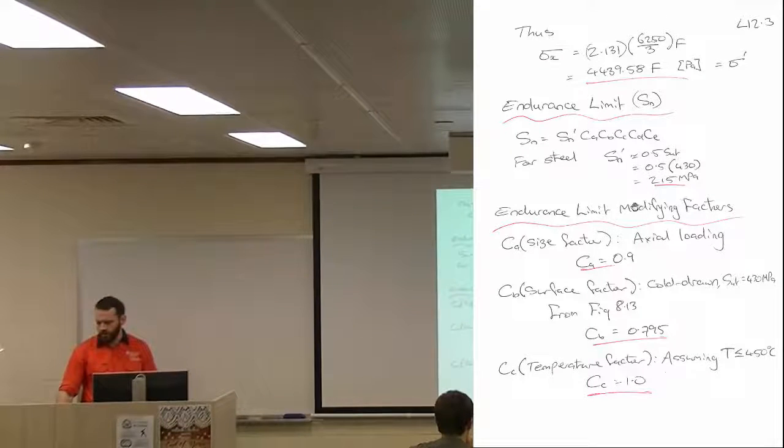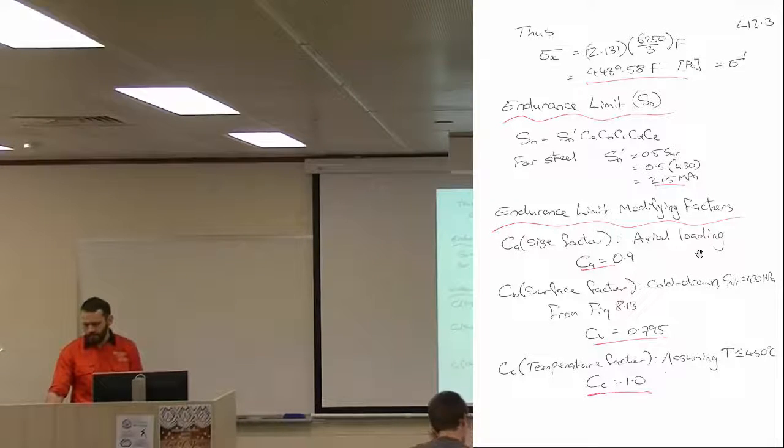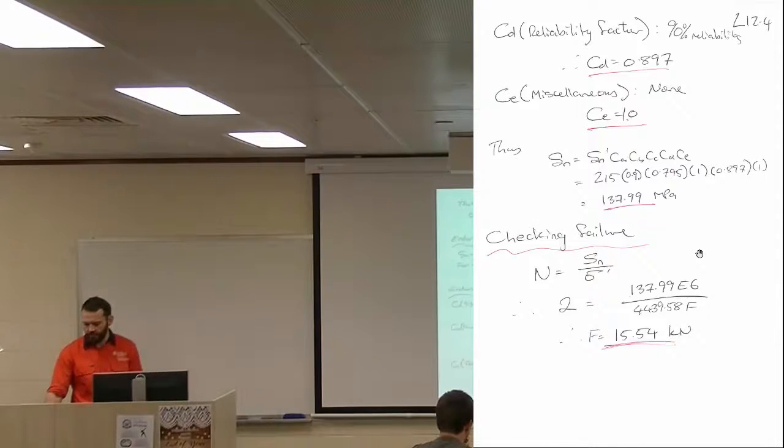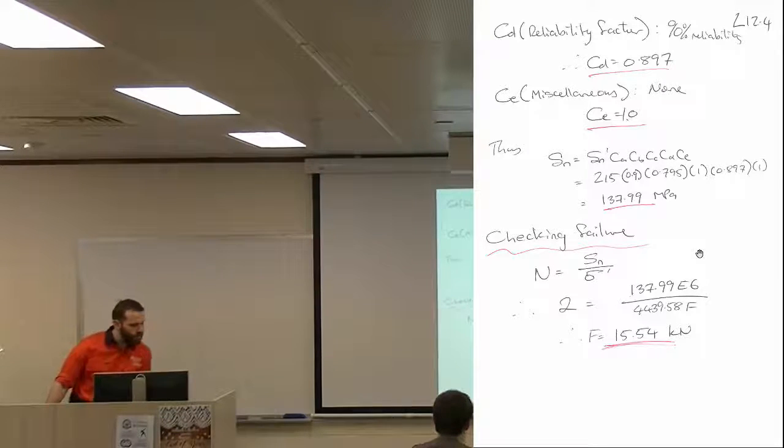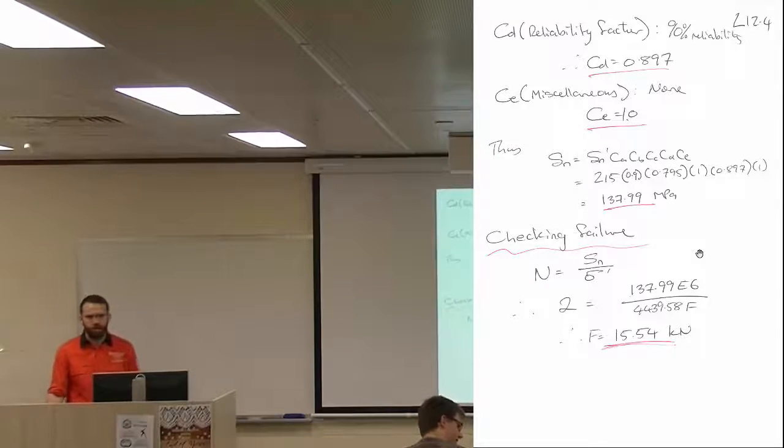Endurance limit, pretty straightforward, 215. Size factor, as we said, axial loading, and in the absence of doing some complicated calculation around how much of the profile is in 95 percentile stress with stress concentration profiles and things, just use 0.9 for axial loading, it's a hell of a lot easier. Cold drawn steel, so I read CB as about 0.795. Is that roughly what you guys got? Yep, great. Temperature factor, we just make the assumption that we're less than 450. 90% reliability reads straight off the table as 0.897, unless I've read that wrong, which I don't think I have. And miscellaneous, we don't have any miscellaneous, but we write it down just so we remember.